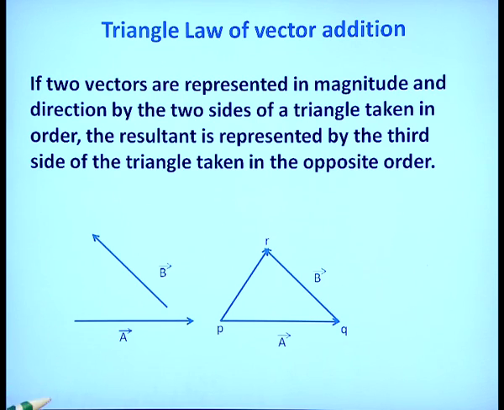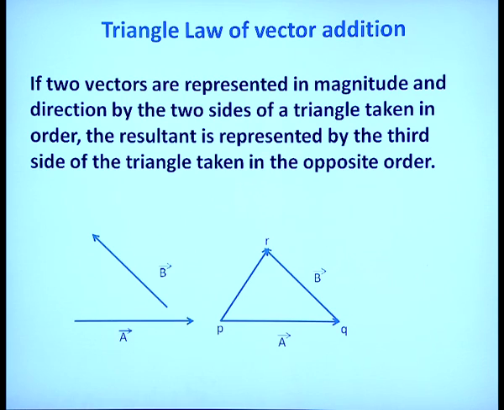So, we can represent any vector by the translation of the vector in the same direction. Vector A and the side PQ are parallel to each other and same in length. Similarly, vector B is represented by the side QR, which is same in length and parallel to vector B. So, PQ is represented as vector A and QR is represented as vector B.